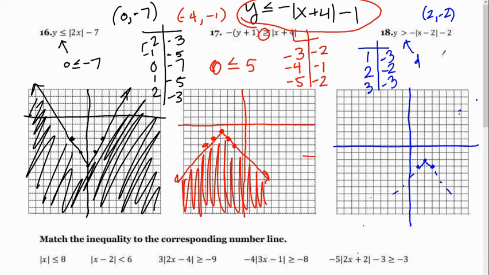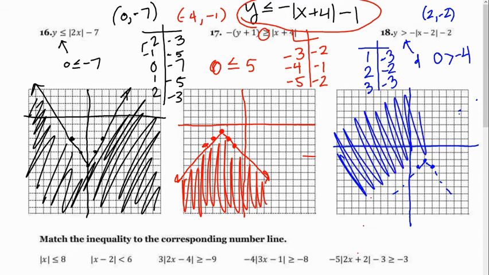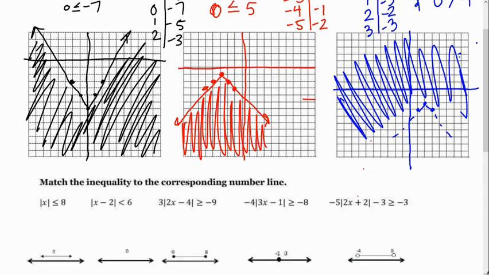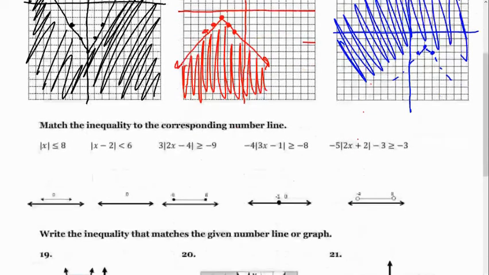Last is to test a point. Is 0 going to be greater than -4? And it is, so I'm going to shade above. Okay. The next few are matching.